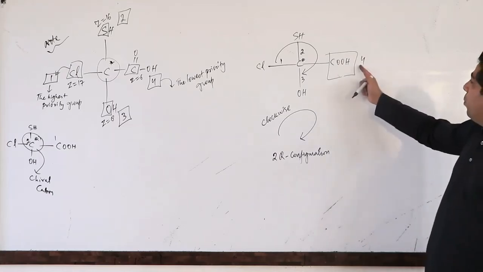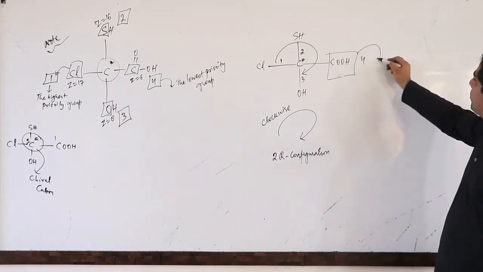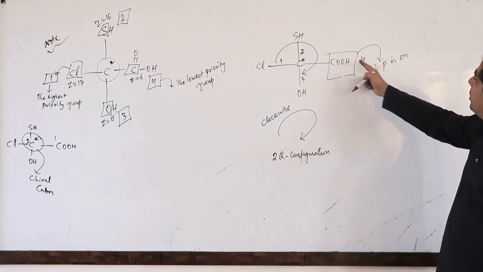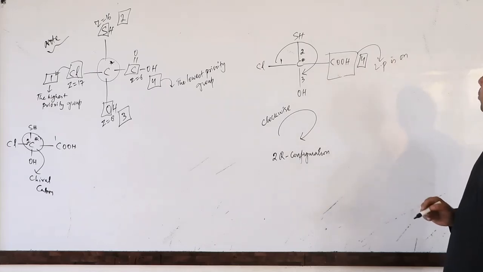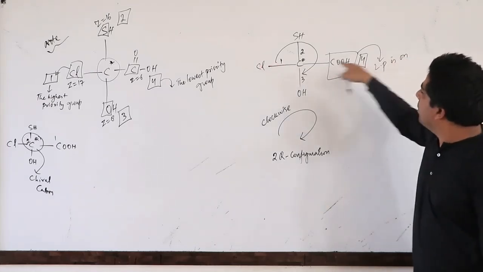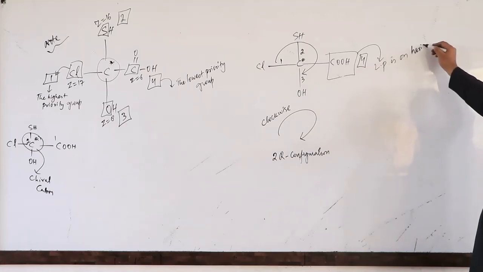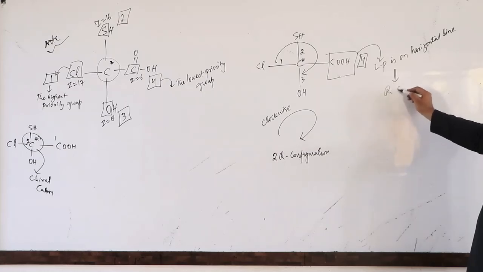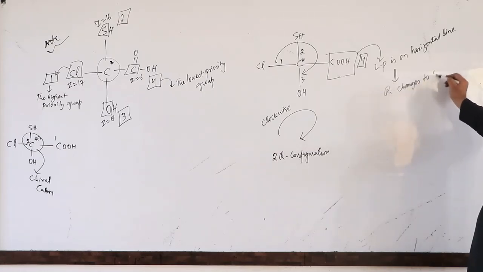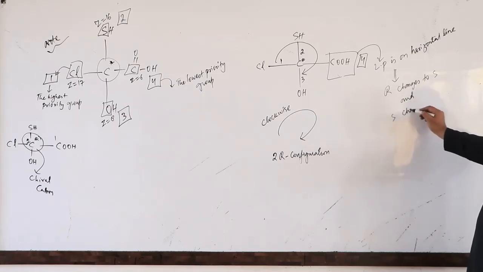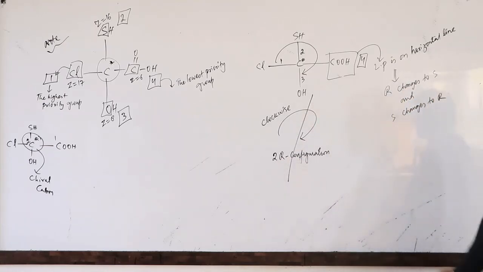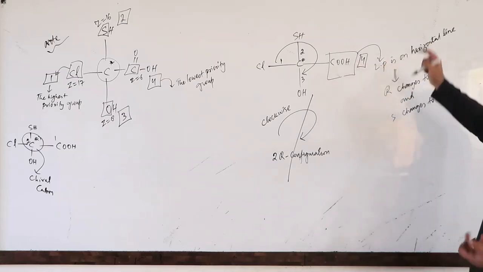But you know that the fourth group is nothing but the lowest priority. Lowest priority is on, look here, COOH is basically fourth lowest priority. Lowest priority is on which line? Look here, this is a horizontal line. When the lowest priority is on the horizontal line, R changes to S and S changes to R. That means what we got? We got 2R. So neglect it and change it, because your lowest priority 4 is on the horizontal line.